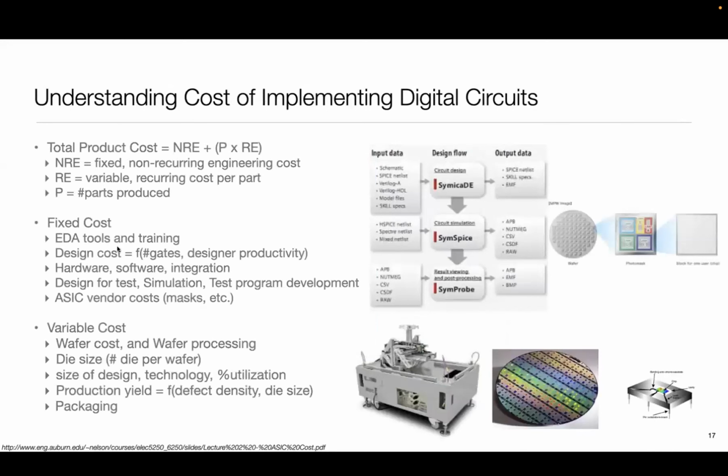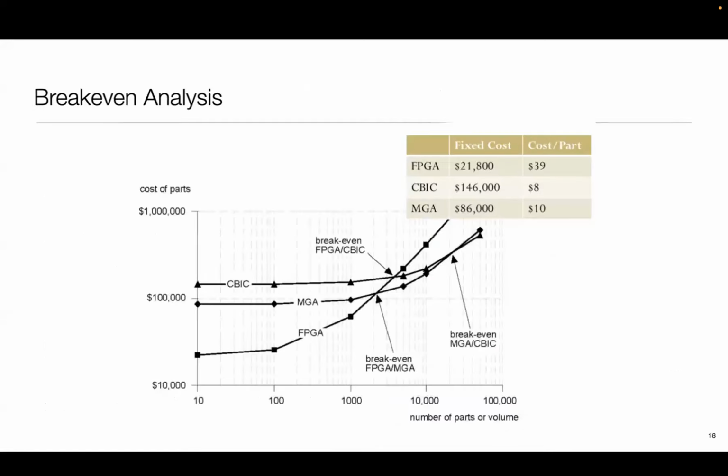By the way, just to put things in perspective, the cost of making these masks and all runs into tens of millions of dollars. Okay, cost of test, the fixed development of test, and a lot of these things are pretty expensive. So there's a break-even point, right? For low volumes, you may be better off with a processor or an FPGA. FPGA is also very costly.